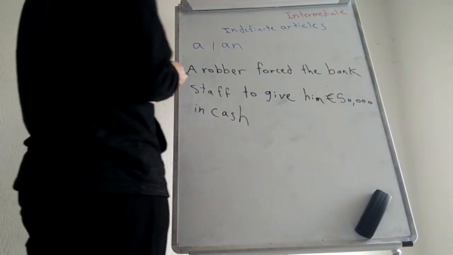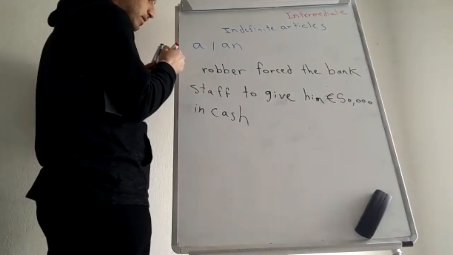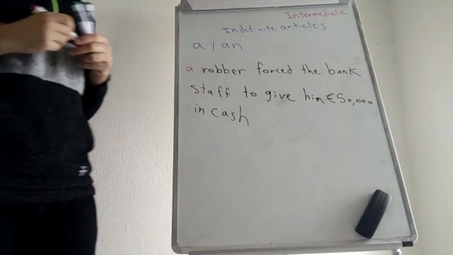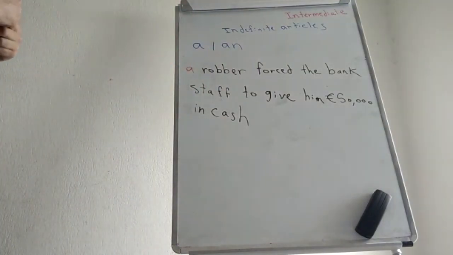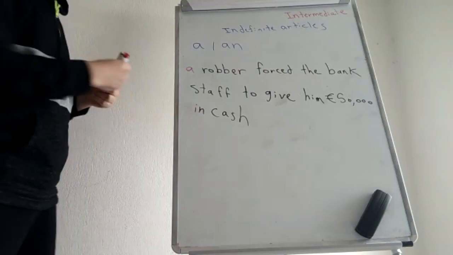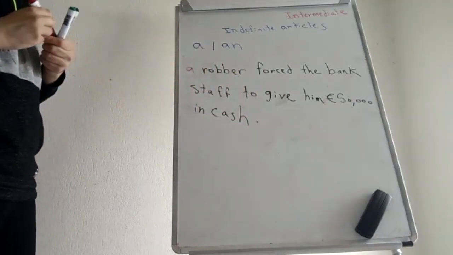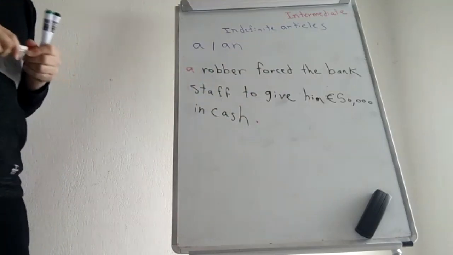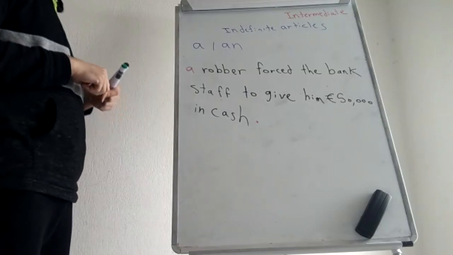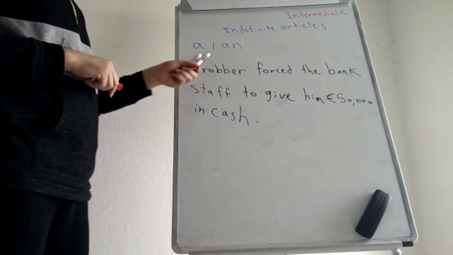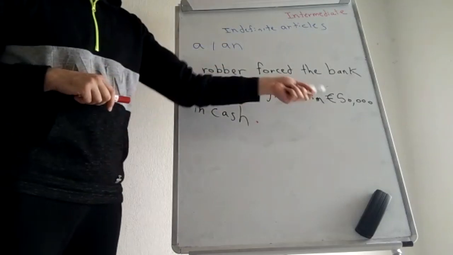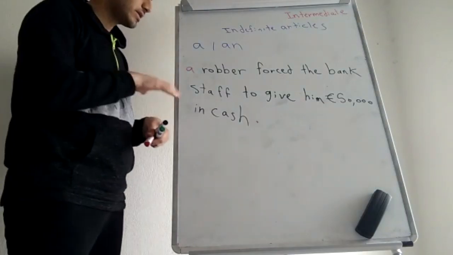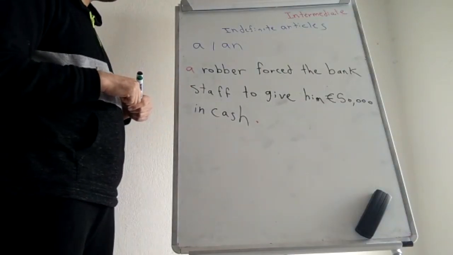A robber. Again, we say a robber, because robber is a singular countable noun. A robber forced the bank staff to give him €50,000 in cash. So here, a robber. This is the translation of the sentence.